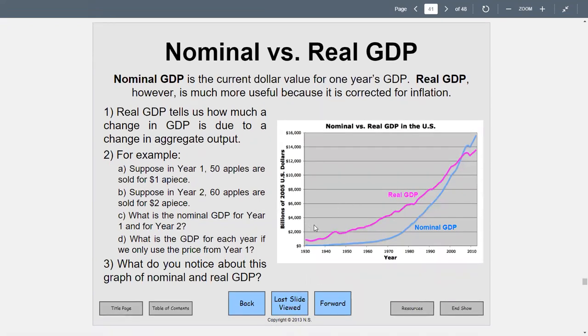So let's look at the graph to our right. What do you notice about this graph of nominal and real GDP? They kind of match, right? They both go up, but then in 2000 they cross over and our nominal GDP starts to increase more than our real GDP.